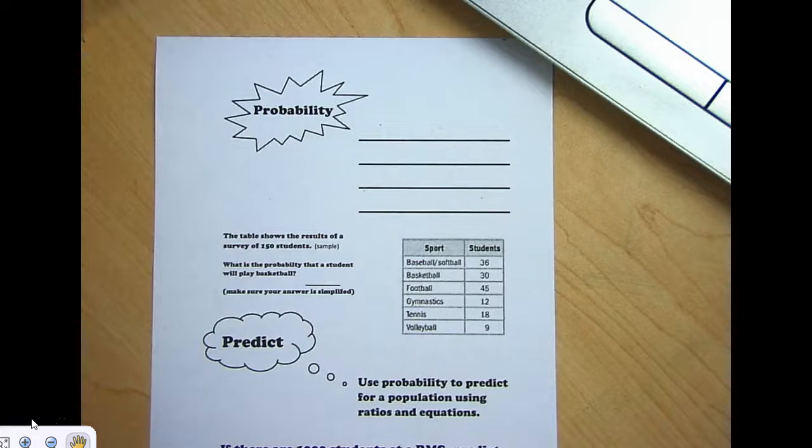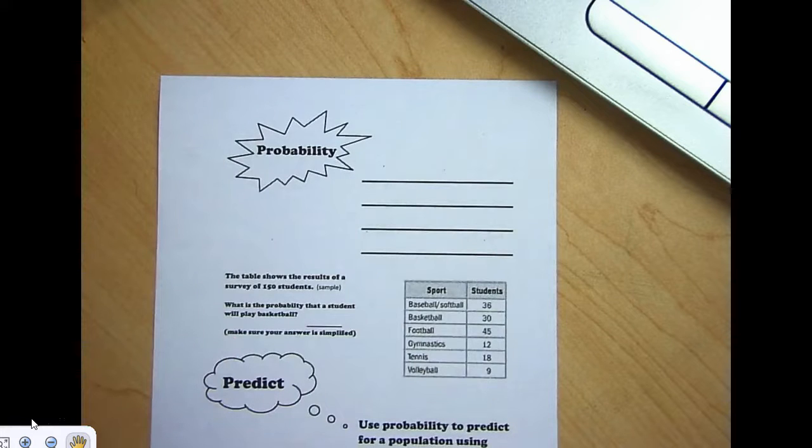Okay? So first lesson of this unit is about using probability to make a prediction. So we're going to use what we've learned this year about ratios and proportions. And we are going to use probability. And we are going to take some survey data, and we are going to make some decisions and make some predictions about bigger populations based on data from sample populations. So let's take a look.